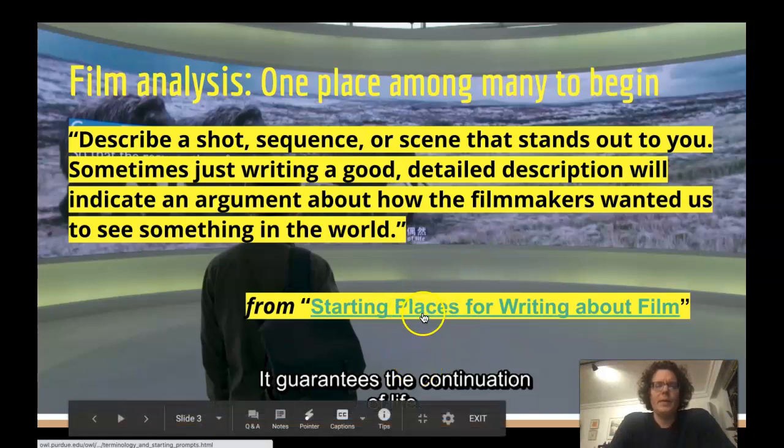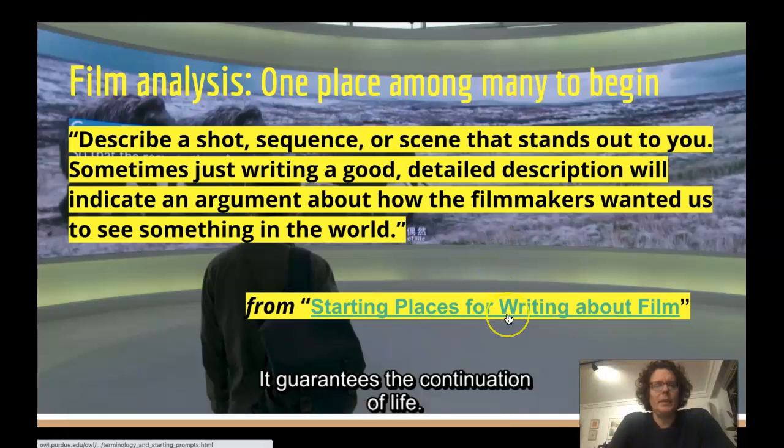And this is from the text I asked you to read, Starting Places for Writing About Film, from the Purdue Writing Lab. The link is here. I'll share this with you. It's elsewhere as well. Just simply describe a shot. Sometimes just writing a good detailed description will indicate an argument about how the filmmakers wanted us to see something in the world.